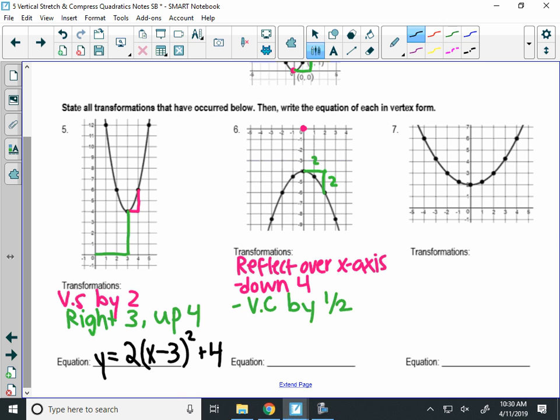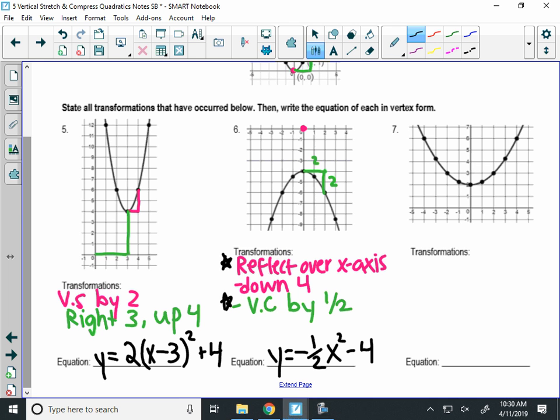Now when you write your equation, the things that go in front would be starting with the reflection over the x-axis. That gives you a minus sign. The next thing you write is the vertical compression by 1/2. I have to put the 1/2 out there. Then everything else, the down goes after the square. So you're not going left or right, so you would just write x squared. Down 4 has a minus.